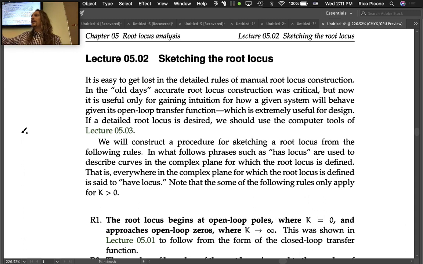Having a super accurate sketch isn't necessary. It's a qualitatively correct sketch that is important. And it's useful because qualitatively we can understand how our transfer functions, or our poles and our zeros, are going to affect the Bode plot in the case of Bode plots, or the root locus in the case of the root locus.